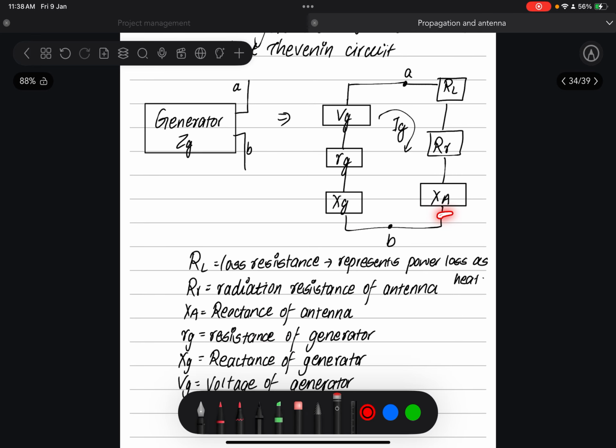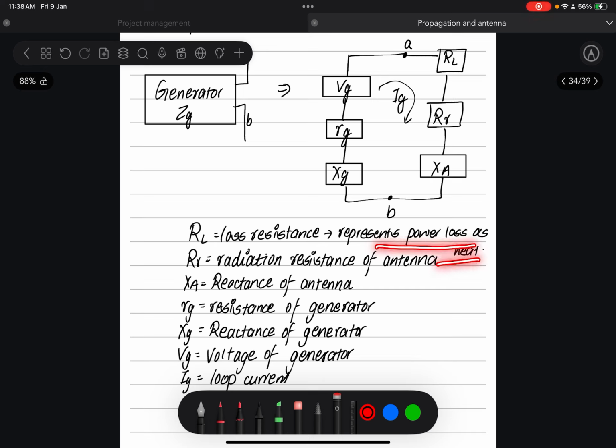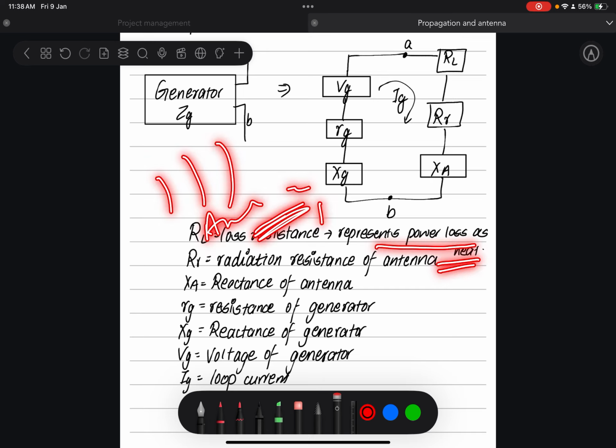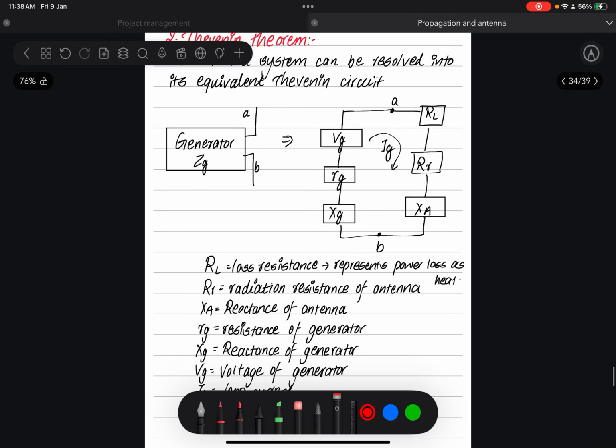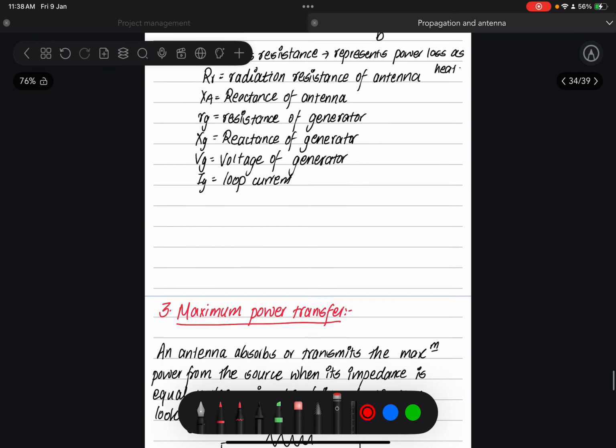This part is the antenna. XA is the reactance of the antenna, and RR is the radiation resistance of the antenna. RL is the loss resistance, which represents the power lost as heat, because when radiating, the antenna radiates energy and there is also undesirable heat. This is used to represent the loss in the form of power loss. So that is Thevenin's theorem.